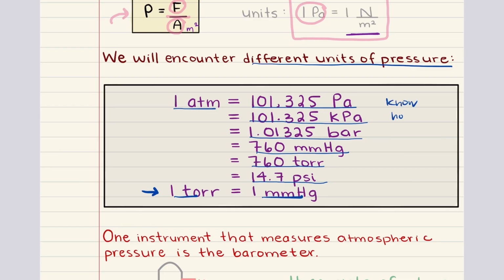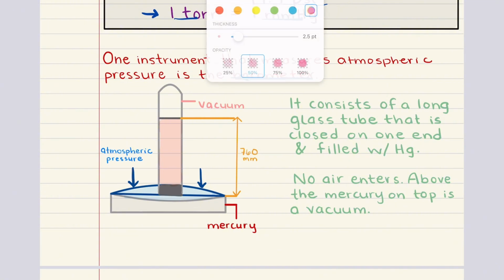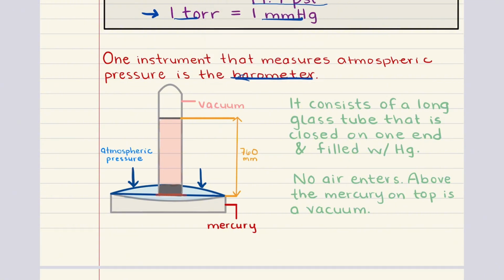Now, how do we measure pressure experimentally? The earliest and most important instrument developed for this purpose is the barometer, which is used to measure atmospheric pressure. A barometer consists of a long glass tube that is closed at one end and filled with mercury. When the tube is inverted into a dish of mercury, the column of mercury inside the tube is supported by the atmospheric pressure exerted on the surface of the mercury in the dish.